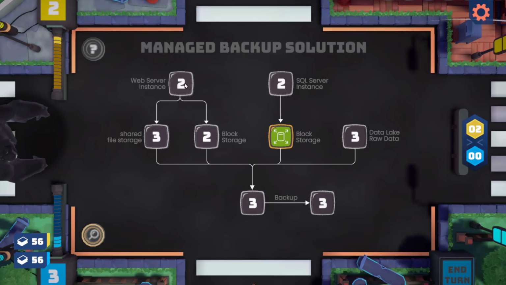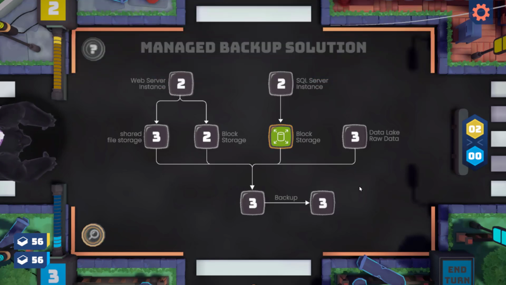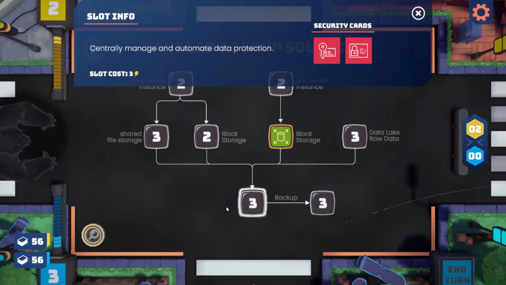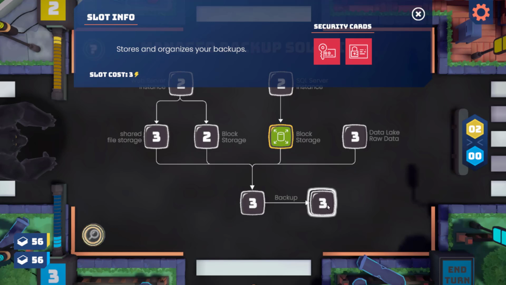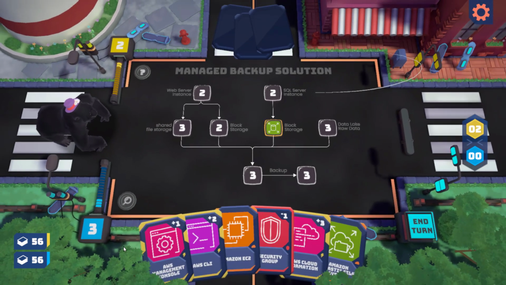So here you have the web server instance, then shared file storage, and then block storage. So file storage, I'm assuming EFS, block storage, EBS or S3. And then you have SQL Server instance, you have block storage, S3, as you can see, he already placed it. And then data lake, raw data, most likely S3 again. And then we have backup solution. So this is AWS Backup. What is this? Centrally manage and automate data. Yeah, same thing. So let's exit from here and let's look at our cards.